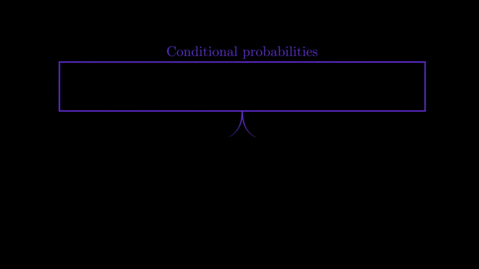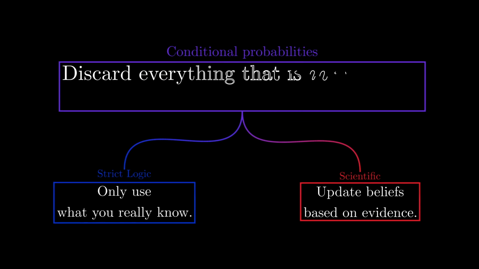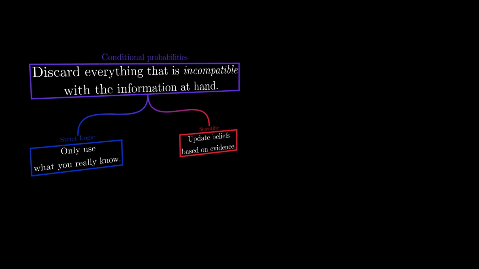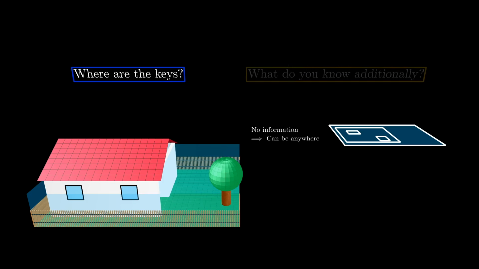Conditional probabilities answer this in a quite scientific and strictly logical way. They simply discard everything that is incompatible with our observations. I'll illustrate this with an example from everyday life. So, assume that you lost your keys. If you do not know anything, your keys could be anywhere on your property. In probabilistic terms, this might be expressed by defining a uniform distribution over your property. But this is not really helpful, as it only tells you that your keys literally could be anywhere with equal probability. So, you might start to think what you actually know additionally.